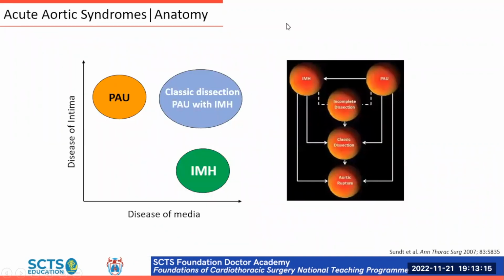But Sand, and this is coming from a surgeon's perspective, considers the intramural hematoma and the penetrating ulcer just diseases that precede the classical aortic dissection. You will see that, according to this theory, the penetrating ulcer is the beginning of the process, which leads to an intramural hematoma, and both of them lead to a classic dissection, and the final outcome is the aortic rupture.